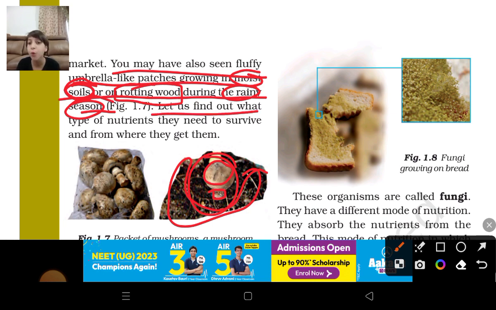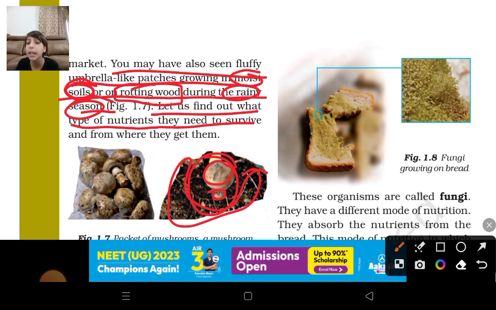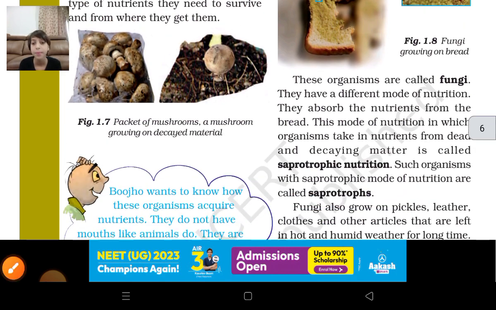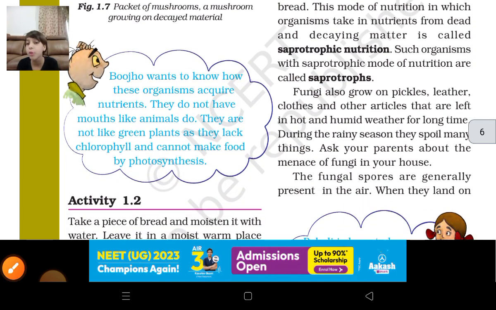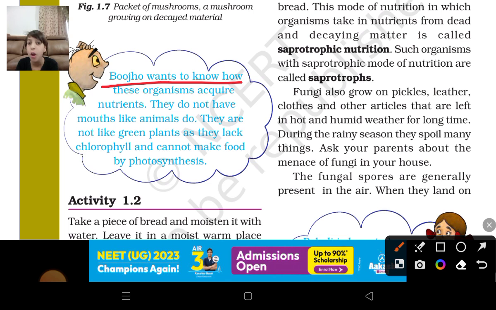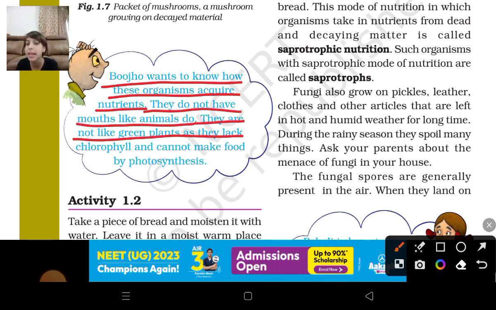Let us find out what type of nutrients they need to survive and from where they get them. Okay, let's see about their mode of nutrition. Bujo wants to know how these organisms acquire nutrients. We will study. They do not have mouths like animals do. They are not like green plants, as they lack chlorophyll and cannot make food by photosynthesis.